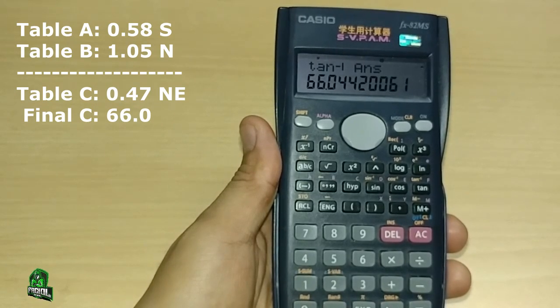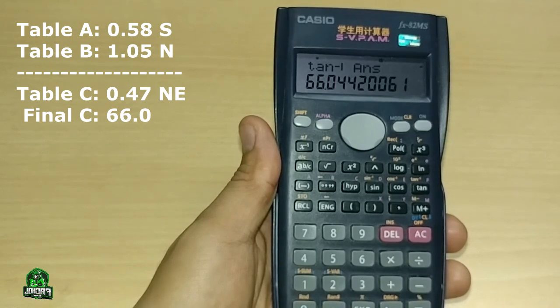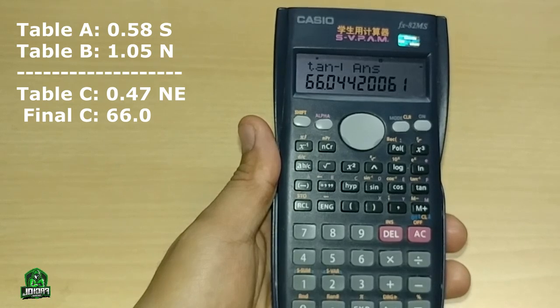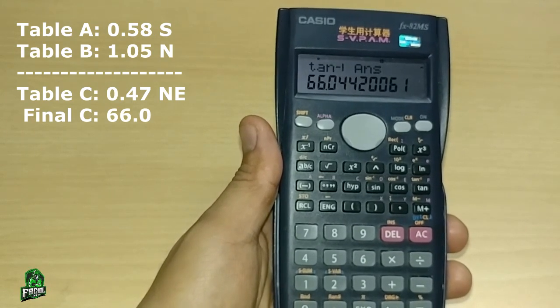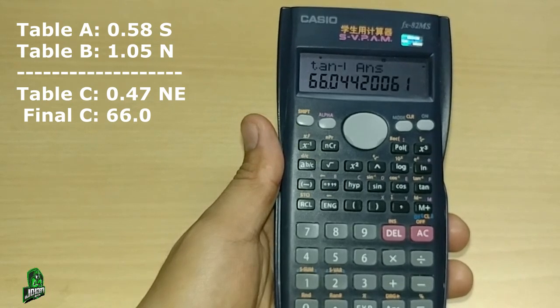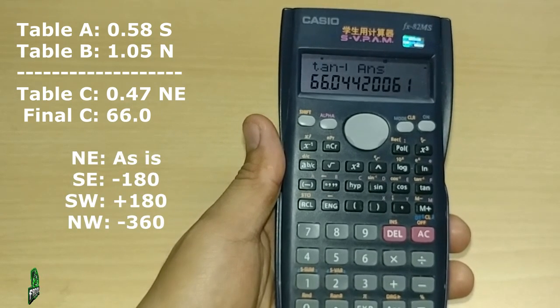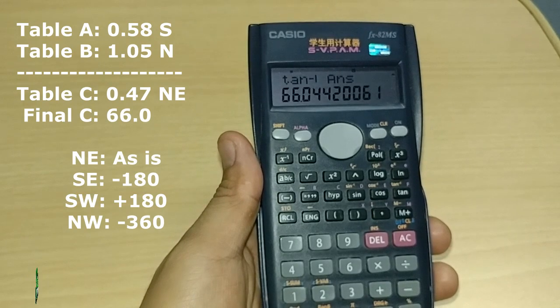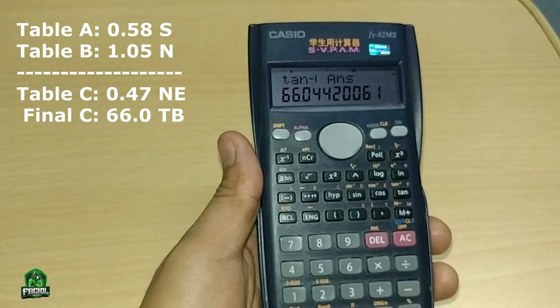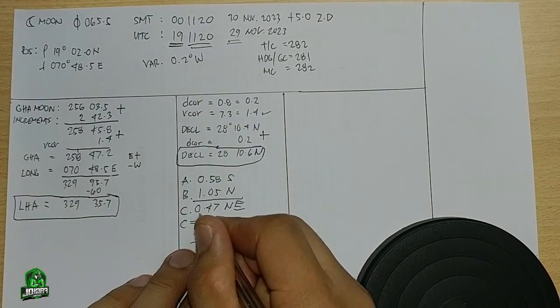So guys, 66.0 is the result of our table C. The formula, guys: the name of table C is north is at east, so at east means do not add, do not minus, just stay there. You stay with the result of table C. So 066 is our true bearing, guys. Now I repeat, 066 is our true bearing. So that's it, guys.